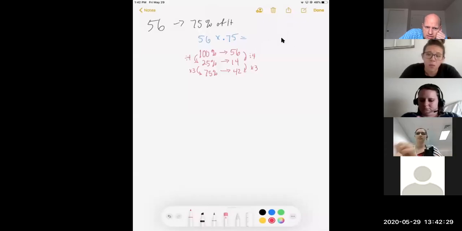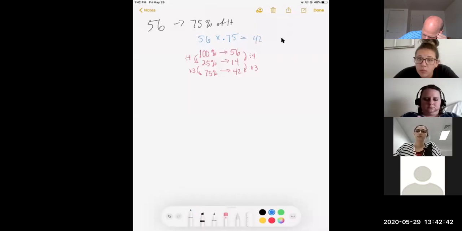So what we have here, just to recap, is 56, and we're going to find 75% of it. We can multiply it together and get 42. Or we can do a percent table, where we break down our 100% in this part right here, and build it back up to 75. We break down the 56 and build it back up to whatever we did with the percents.